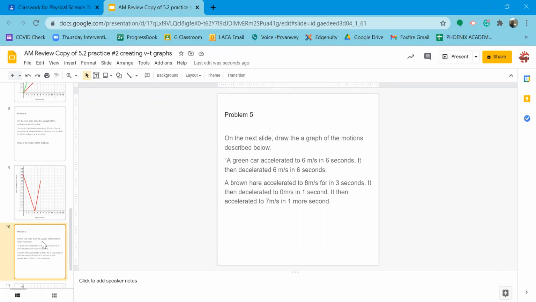This next slide, we've got a green car and a brown car. I'm sorry, this was supposed to say car. A green car and a brown car.